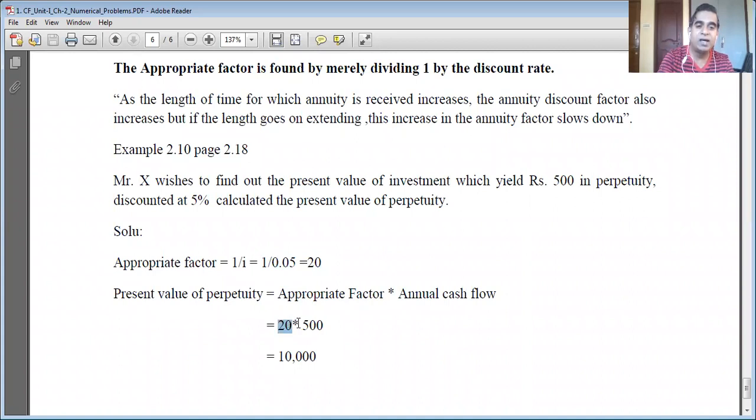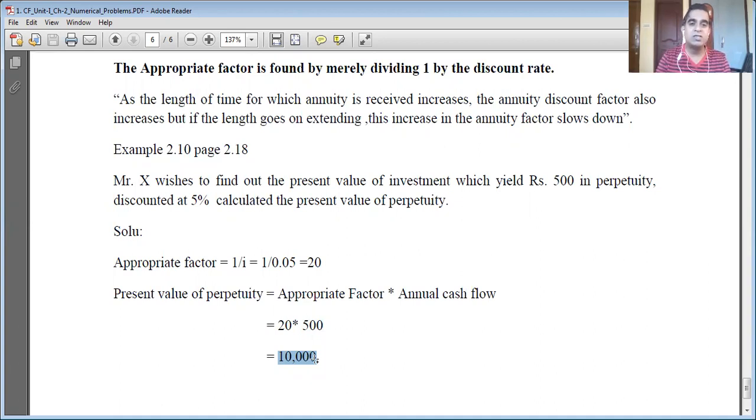Multiplied by the annual cash flow, which is 500 rupees. So the present value of this perpetuity is 10,000 rupees. Now, what is the importance of this 10,000 rupees?